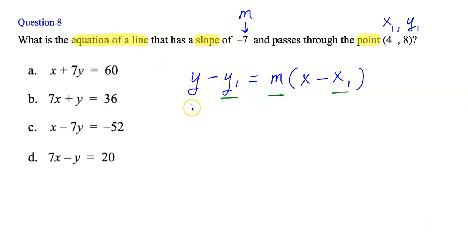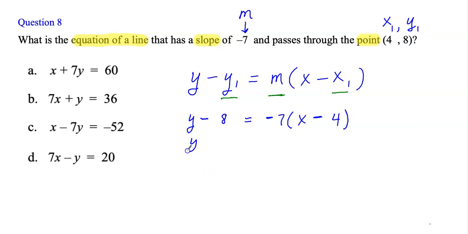So let's do this. Let's bring down the y. Bring down the minus sign. y1, I will replace that with 8 from right here. Bring down the equal sign. m, I will replace that with -7 from right here. Bring down this parenthesis, bring down your x, bring down your minus sign, and replace the x1 with the 4 from right here.